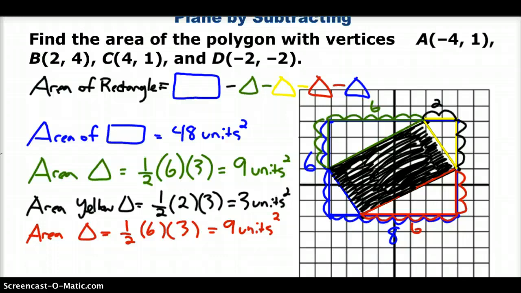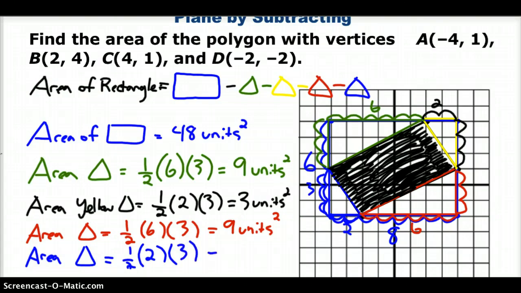And then finally we have the area of this blue triangle. The area of the blue triangle is going to be 1/2 times base times height, so 1/2 times our base of 2 times our height of 3. Half of 2 times 3 is just going to give us 3 square units.